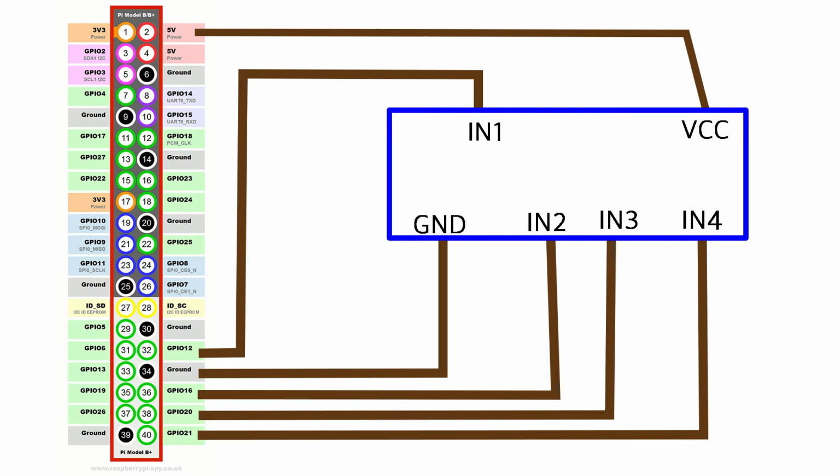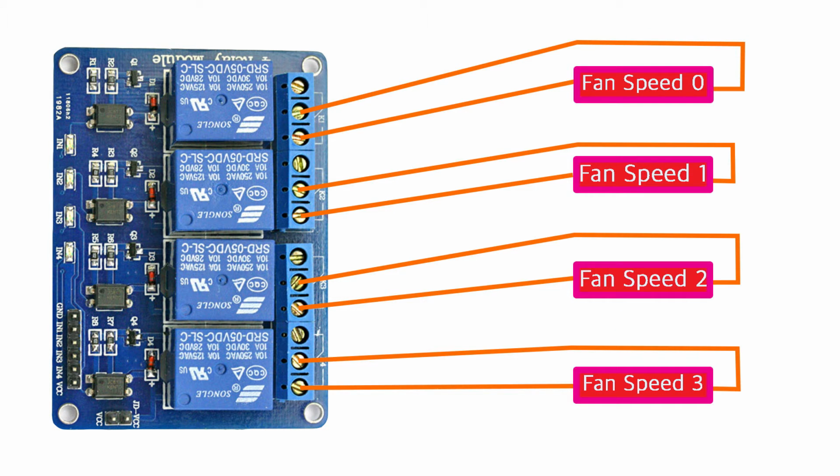You want to connect pin 2 to the VCC, pin 32 to GPIO 12, pin 32 to IN1, pin 34 to ground, pin 36 to GPIO 16, pin 38 to IN3, and pin 40 to IN4. And so here's the relay wiring. You want to connect K1 to the fan speed 0 wires, K2 to the fan speed 1 wires, K3 to the fan speed 2 wires, and K4 to the fan speed 3 wires. So here's an actual diagram if you need it when you're wiring.